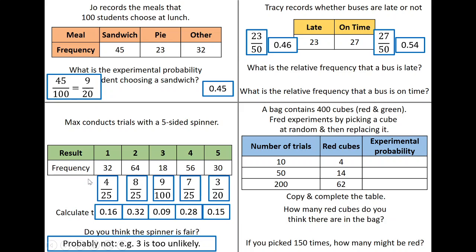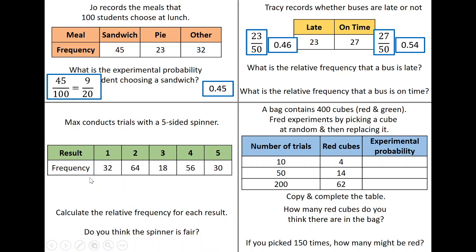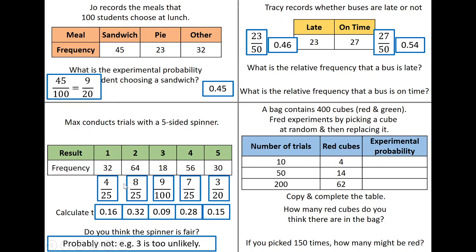We need to add up the number of trials to work out how many trials there were altogether. And then you're doing 32 divided by 200, which can simplify down, okay, to 0.16, 64 out of 200 to make 0.32, 18 out of 200, 0.09. You could write it as a fraction in its simplest form. That's what these are. 56 over 200 to make 0.28. 30 over 200 to make 0.15.